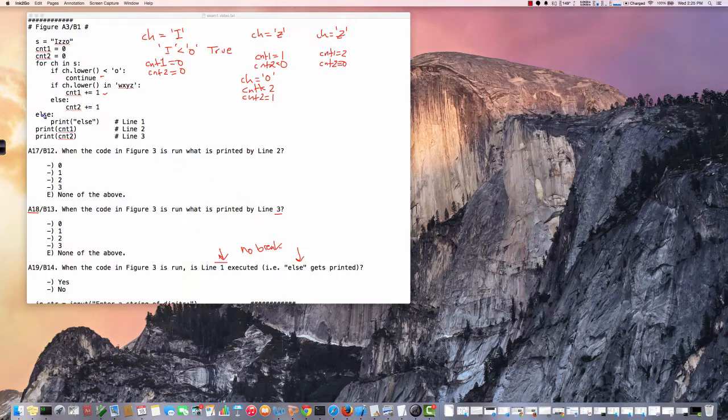So because there's no break, I do go into the else that's with the 4, and so I do print else. So that line will be printed. My count 1 has a value of 2, and my count 2 has a value of 1. So when we look at these, what's printed by line 2 would have been the 2. What's printed by line 3 would have been a 1. And then at the end, does the else get printed? And the answer is yes, it does.